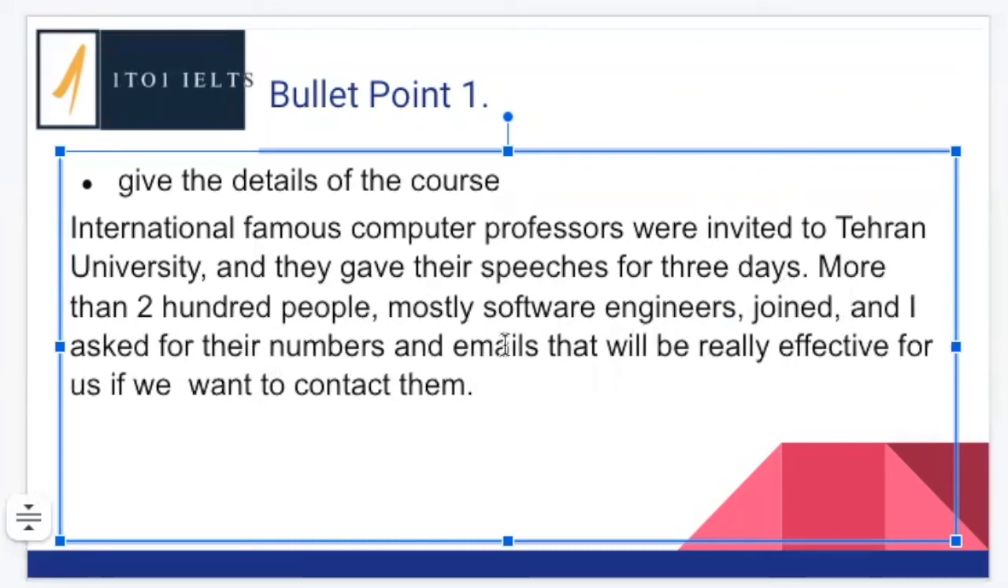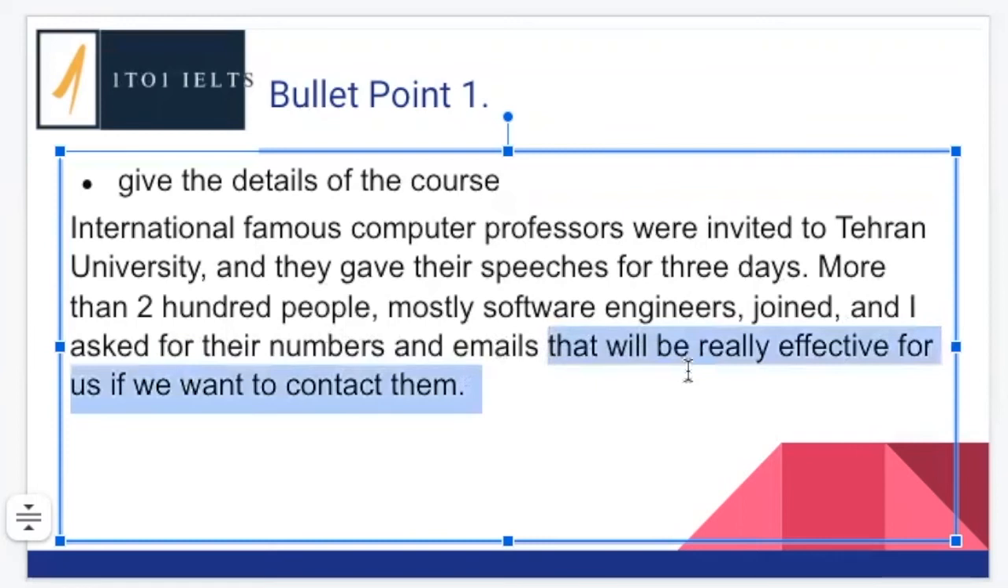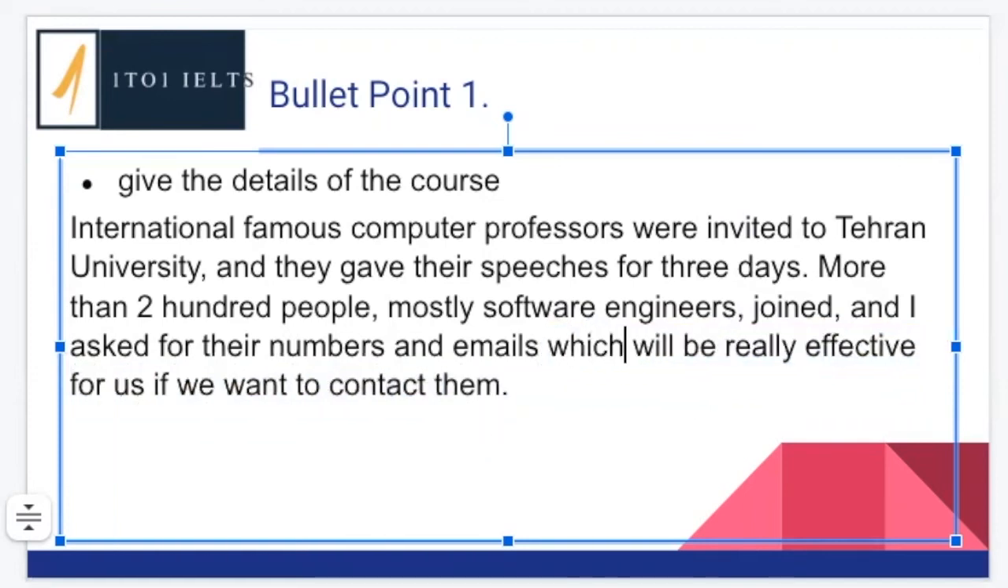And I asked for their numbers and emails, that will be really effective for us if we want to contact them. So this is basically a relative clause. Is this relative clause defining the numbers and emails, or is it just adding extra information? It's adding information. So when we add information, so this is a non-defining relative clause, we cannot use the relative pronoun that. We need to use which.